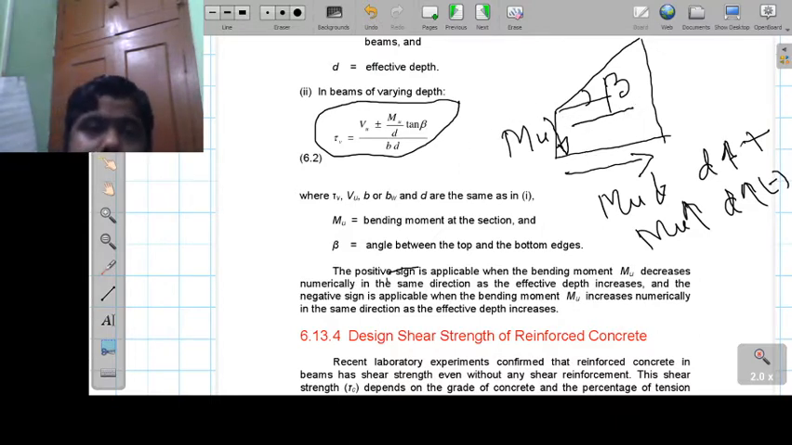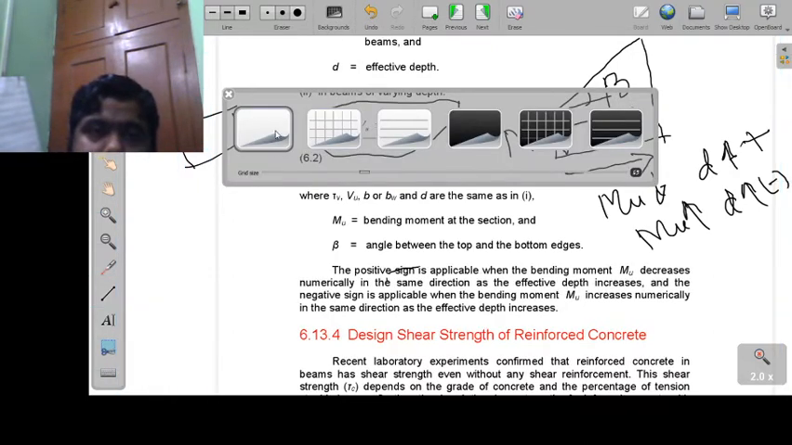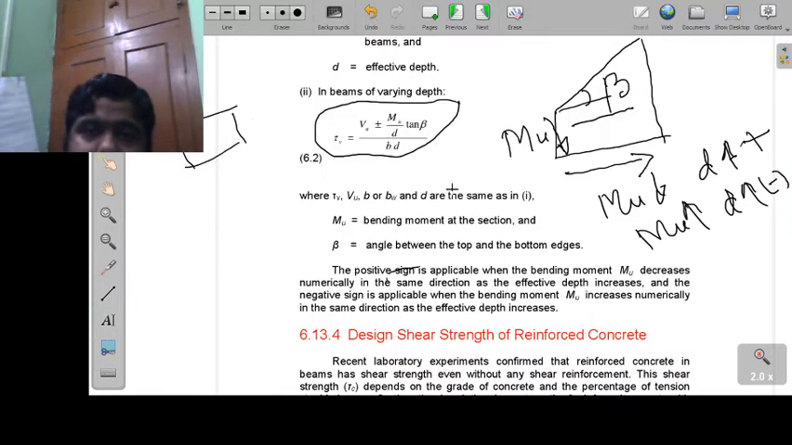If it is a constant depth, that is, if it is this type of section where depth is constant, then nominal shear stress is equal to Vu divided by bd. So that's the simple part. We need not be confused about this. Okay, this is how we have to take. Come to the next part.